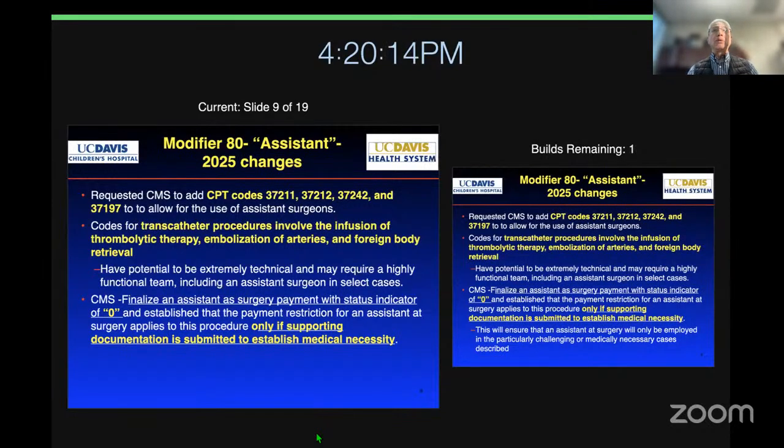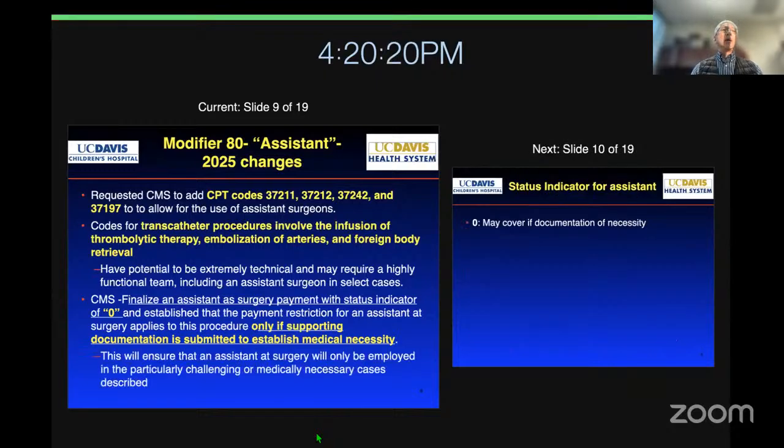But it's really important to document the necessity. If you don't document it, it may not pass. The key thing is to allow an assistant person only when the case is challenging and necessary. So that has to be described well in your procedure note.